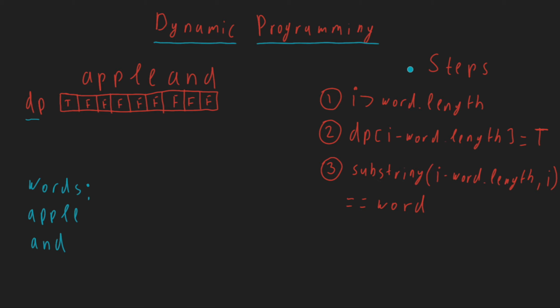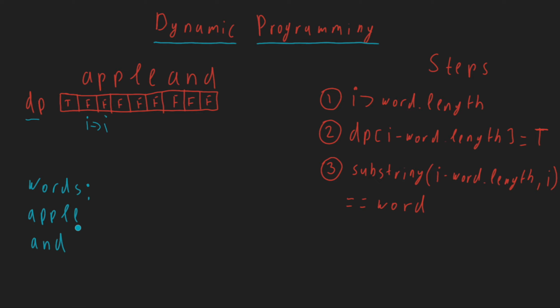So what are the steps that we are using here? The first step is that we have an i pointer. We are going over our string, and at each step we are checking the substring that we have against our word. Is that equal to our word or not? For example, in the first step our i equals 1, our substring is a, and the next one is a, p.